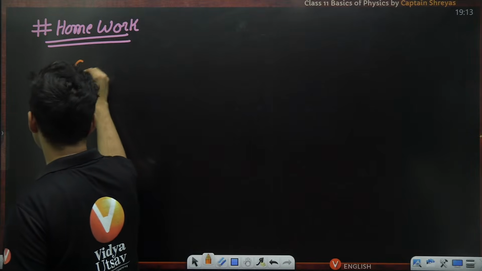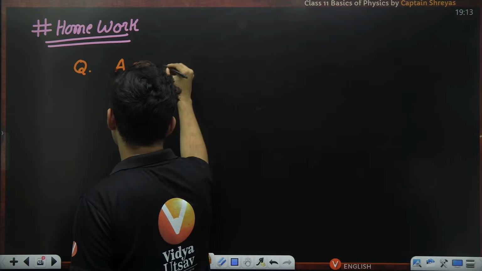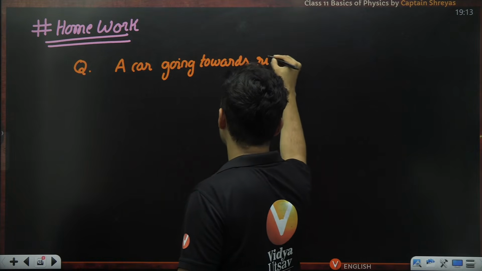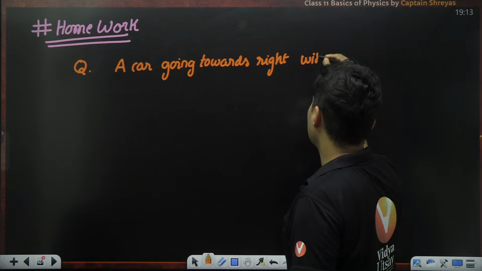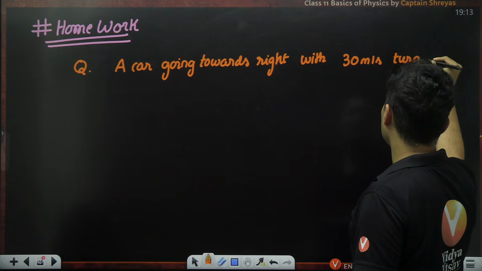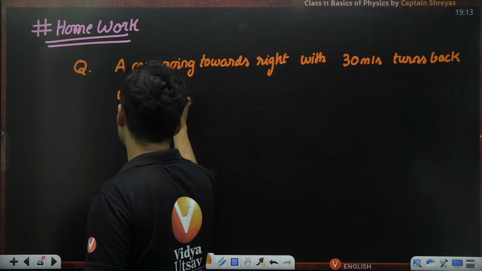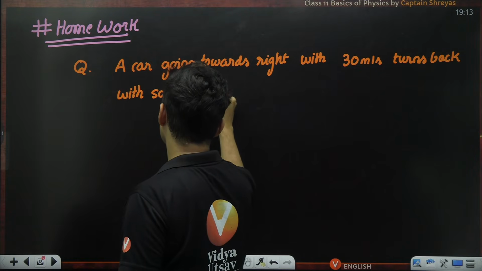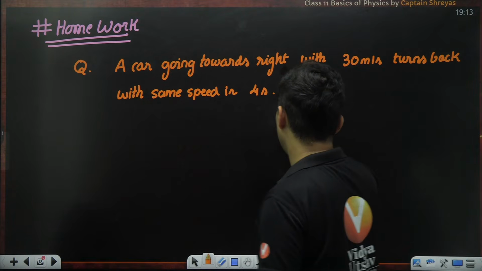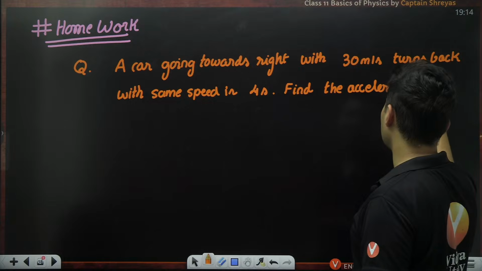Here is the question. The question is as follows. A car going towards the right side with, for example, 30 meters per second turns back with the same speed in 4 seconds. Find the acceleration.